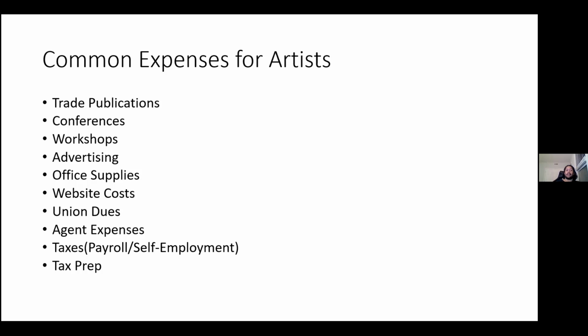Union dues. When it comes to actors, this is a big one for them. They can write all that off. Anything that you pay for your union dues, 100% off. And agent expenses. Some people have an agent to help get them work. You can totally write all their expenses off, anything that's attributed to you, even ones that are automatically taken out of your pay. I've seen actors get checks and their agent expenses are taken directly out of the check.